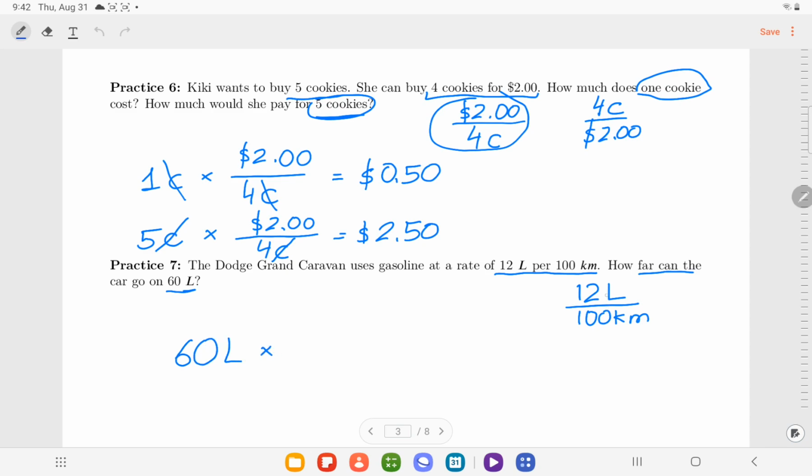And we know that we spent 12 liters for 100 kilometers. But we want liters on the bottom so we can cancel liters out. So we put the 12 liters down and 100 kilometers in the numerator. Now we have 60 times 100 kilometers divided by 12. And that's 500 kilometers.